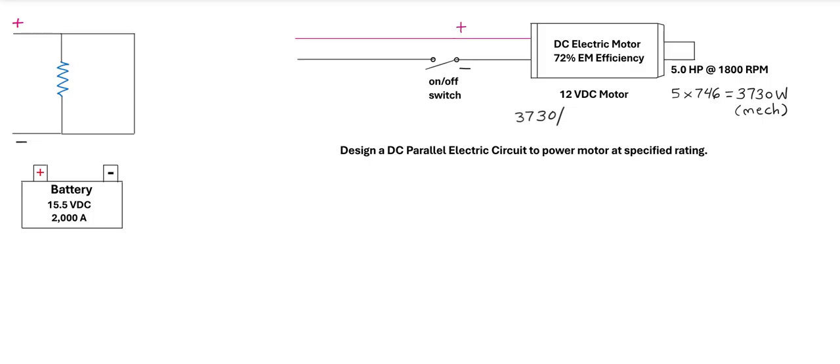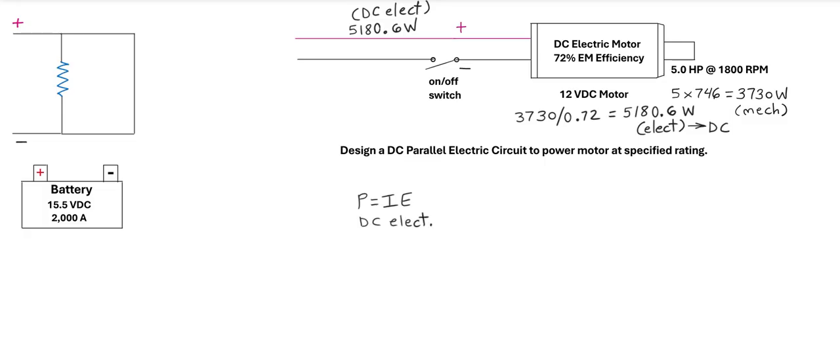So if we divide that value by the electromotive efficiency of 72% or 0.72, we will then calculate 5180.6 watts of DC electrical power delivered to the motor from the battery.